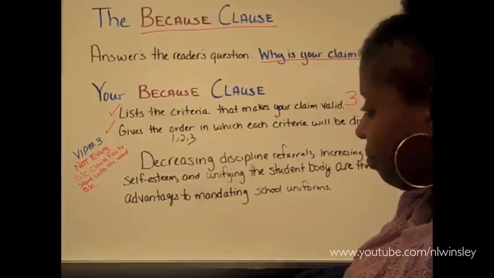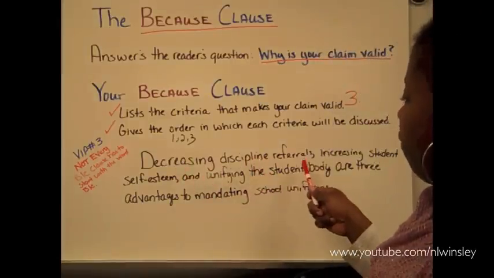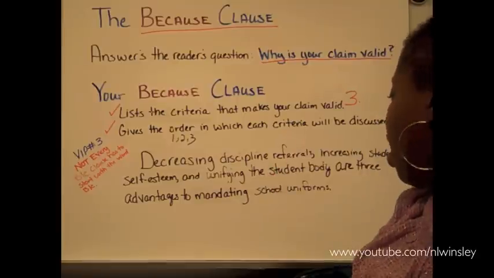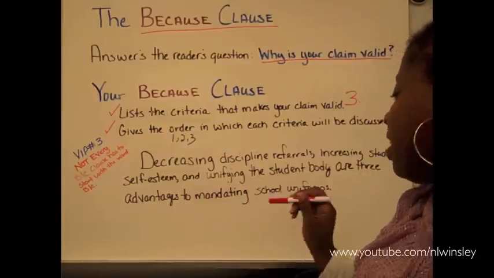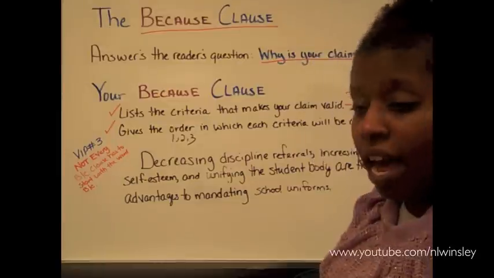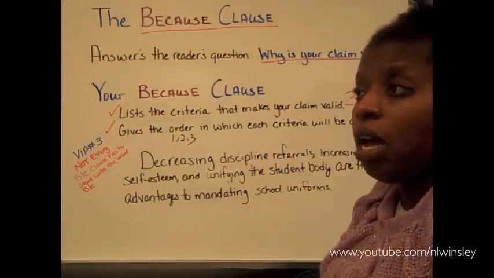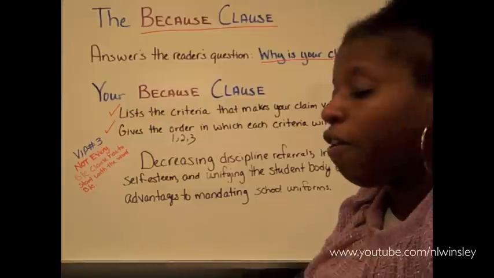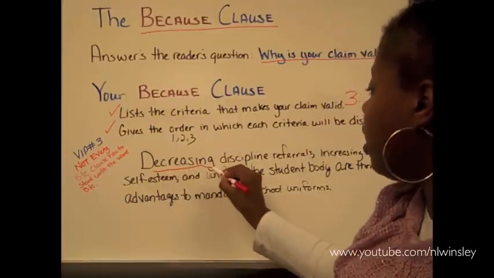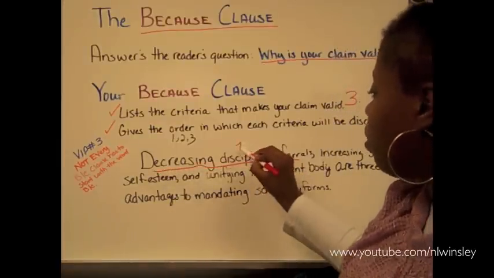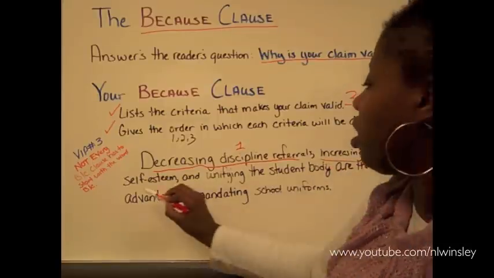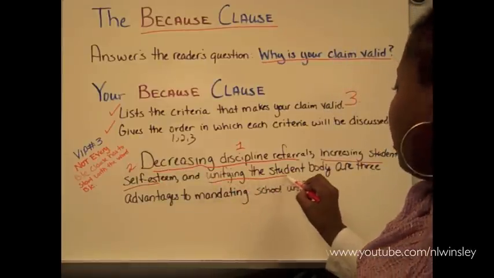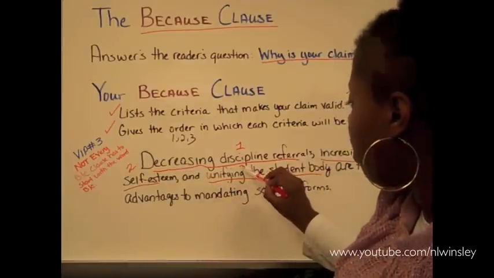Let's look at 1. Decreasing discipline referrals, increasing student self-esteem, and unifying the student body are 3 advantages to mandating school uniforms. Now, in this thesis statement, the writer has listed their because clause criteria first. Decreasing discipline referrals, that's 1. Increasing student self-esteem, that's 2. Unifying the student body, that's 3.